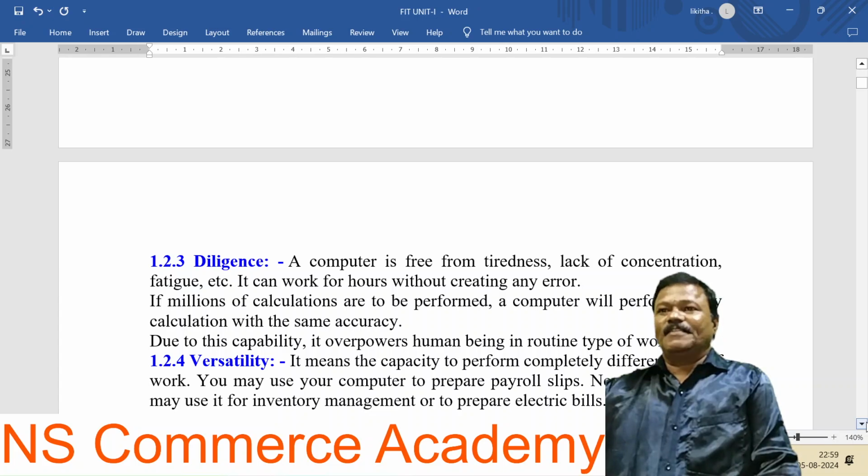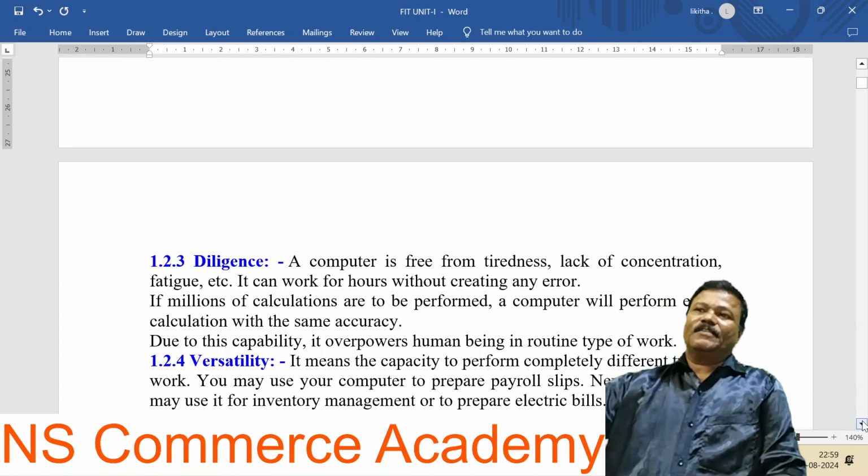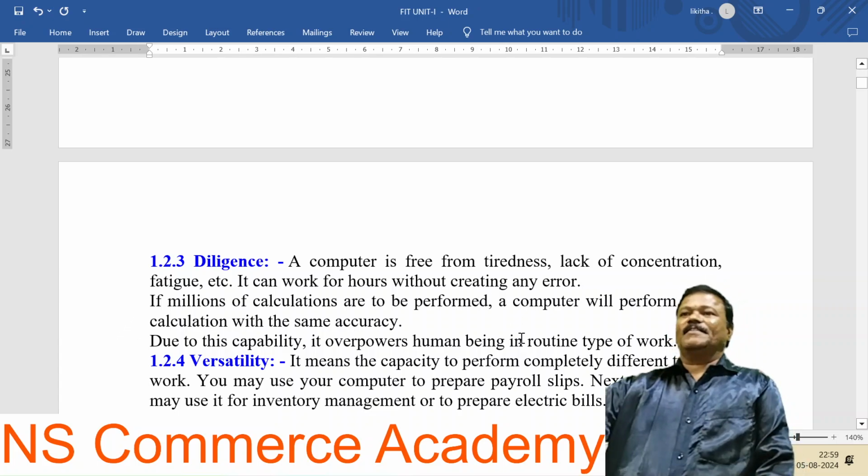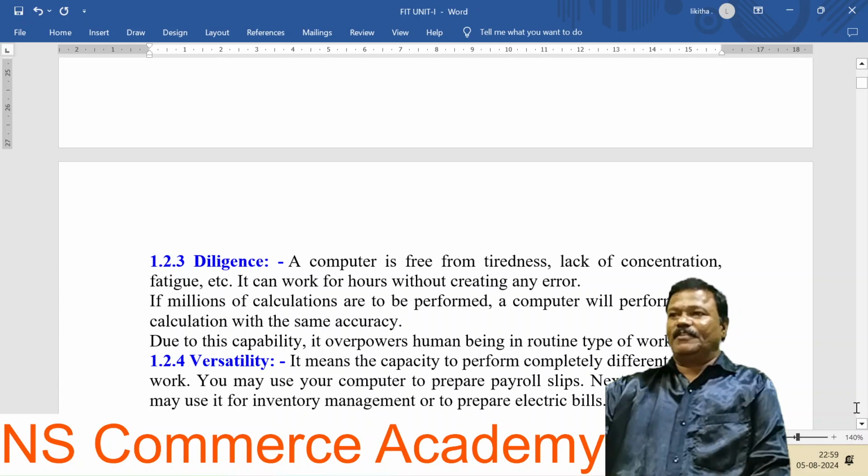And the third feature of a computer is that it is free from tiredness, lack of concentration, fatigue, etc. It can work for hours without creating any errors. If millions of calculations are to be performed, a computer will perform every calculation with the same accuracy. Due to this capability, it overpowers human beings in routine types of work.